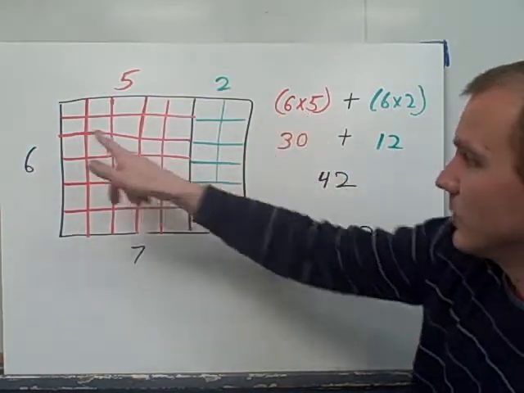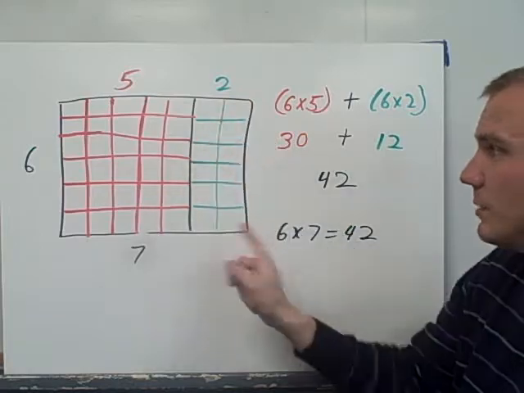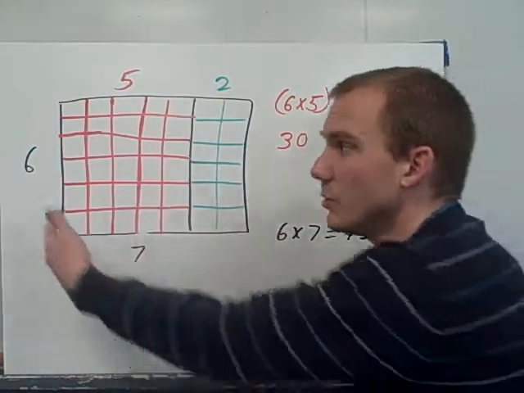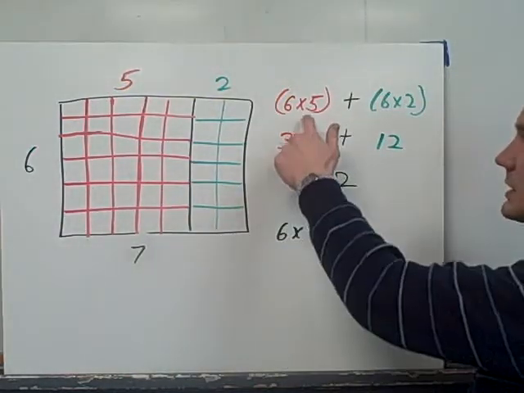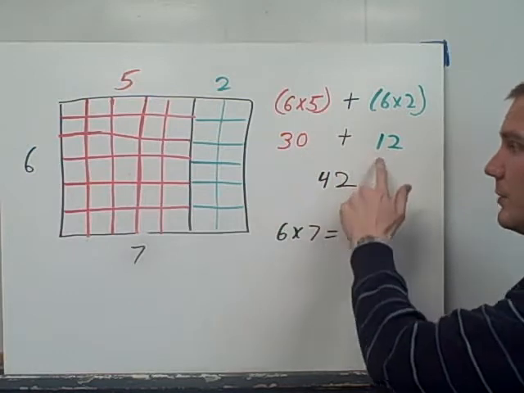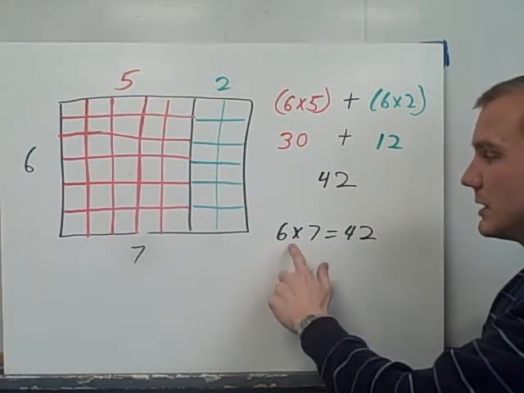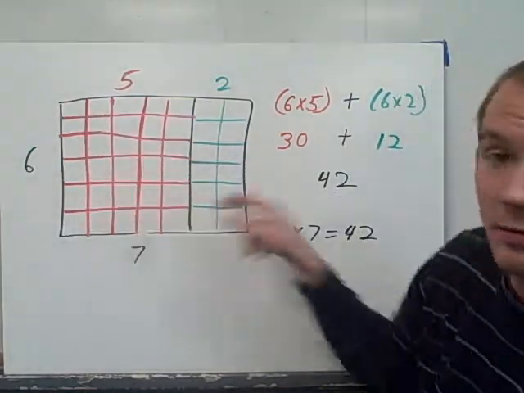6 times 5 will give us the area of the red part. 6 times 2 gives us the area of the green part. If we add them together, we'll have 6 times 7, or the area of the whole rectangle. 6 times 5 is 30. 6 times 2 is 12. 30 plus 12 is 42. And 6 times 7 is 42. And this would be in square units for area.